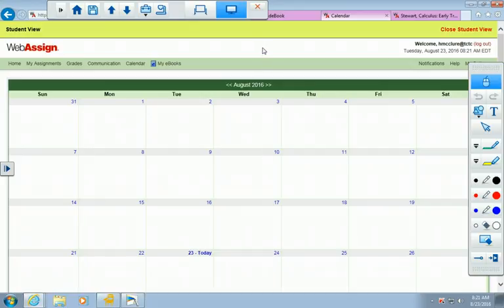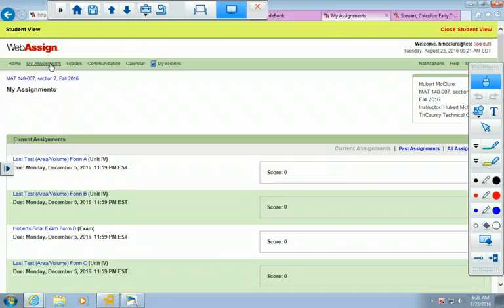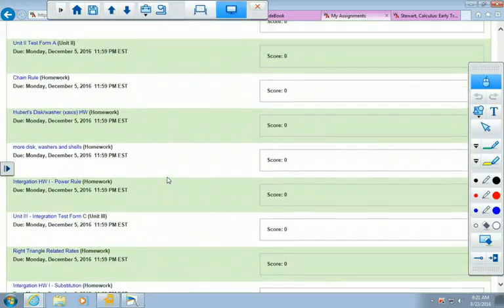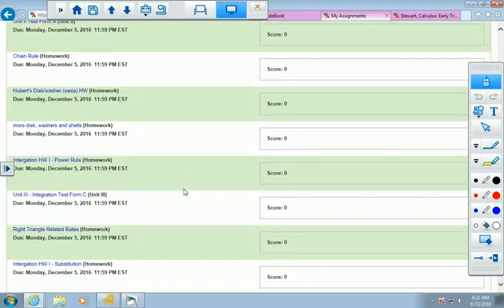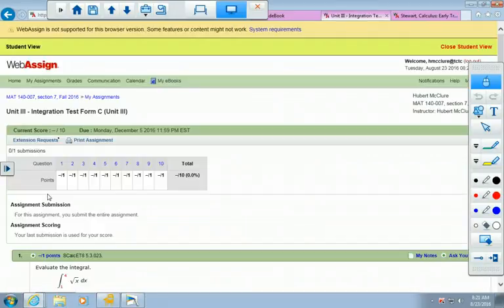All right. I wish I could show you some good features of WebAssign, but what have I told you about WebAssign? It sucks. All right. You don't have very much. I'm going to see if I can find integration. I saw integration somewhere. There's the power rule. I'm sorry. Yeah, it sucks. It's terrible.